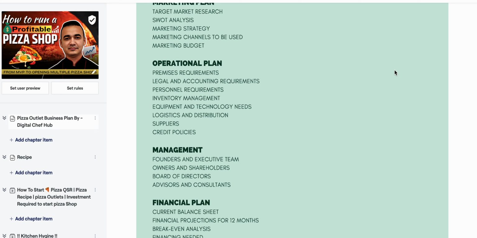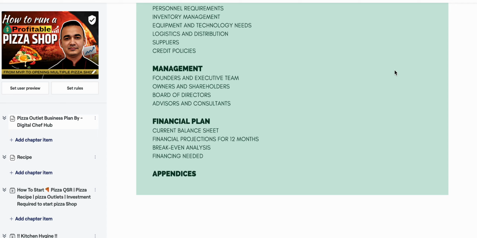Ownership and shareholding pattern: how much will be the ownership between you, the founder, and partners, the board of directors, advisors and consultants. Then the financial plan contents: the current balance sheet, which are the assets and the liabilities you will have initially, and the financial projections for 12 months. The basic plan that you have in your mind will be noted on paper. Then break even analysis: at which point your profit generation will start and how much profit you are targeting to make in a year.